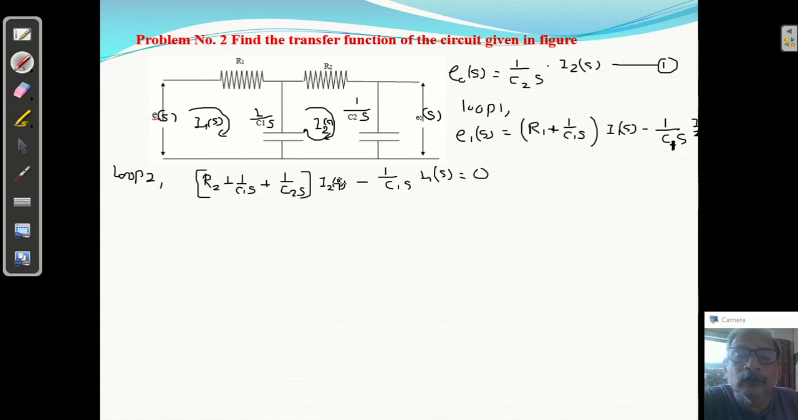Now what we will do? We will find the value of I1 from this equation, and we will put this value in equation number 2. This is equation number 2. This is equation number 3. So from 3, I will find the I1 of S. So this equals this. So I1 of S equals what will come? What will be the LCM of this?